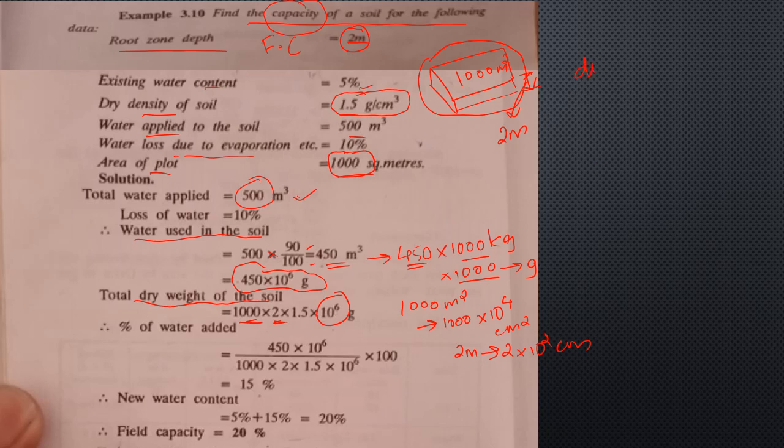Dry weight is calculated as dry weight is equal to 1000 into 1000 meter square, that is 1000 into 10 raised to 4 centimeter square, into this 2 meter, that is 2 into 10 raised to 2 centimeter, into 1.5 gram per centimeter cube. As this unit is given in centimeter cube, we have to convert everything to centimeter. Therefore here what we obtain is this much gram.